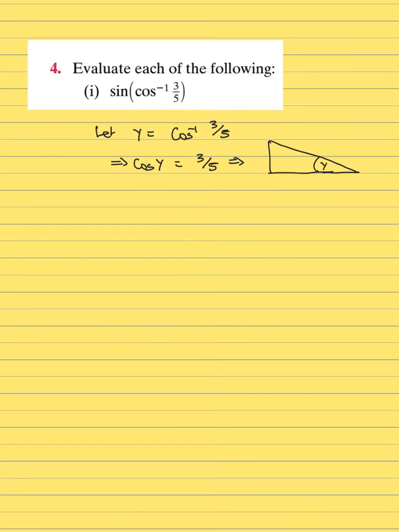the angle y. So the cos is the adjacent over the hypotenuse, 3 over 5. We can use Pythagoras to find the other side, 4. And now we want to find the sine of this angle y. So sine of y is the opposite over the hypotenuse. So the sine of y, or the sine of arc cos 3 over 5, is equal to 4 over 5.